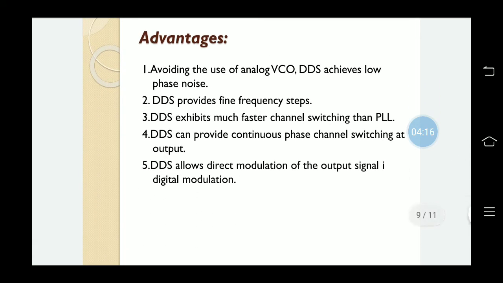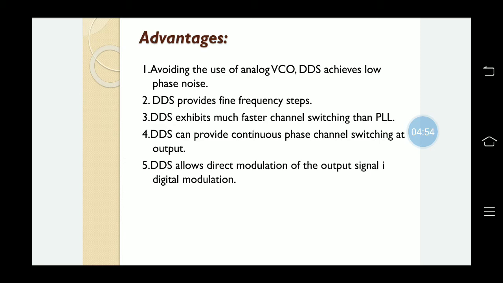The advantages. The first advantage is that it avoids the use of an analog VCO. Because of this, it achieves low phase noise. The second one, it provides fine frequency steps. If we increase the word length in the accumulator, it reduces the relative value of the phase increment. The third one, it exhibits much faster channel switching than PLL. Fourth one, it can provide continuous phase channel switching at the output. Fifth one, it allows direct modulation of the output signal in digital modulation.